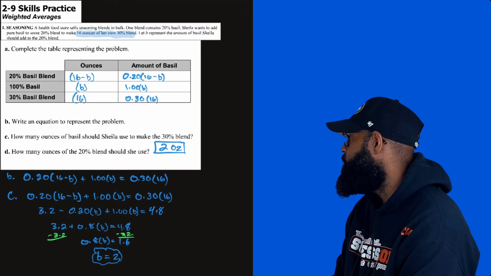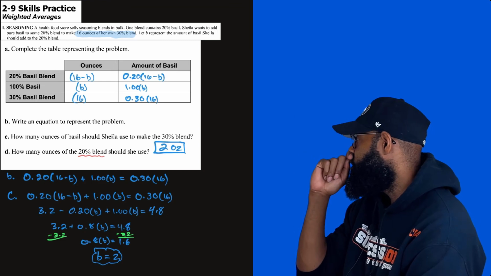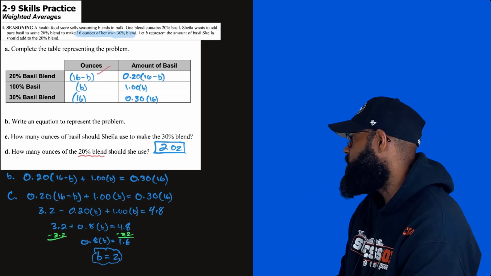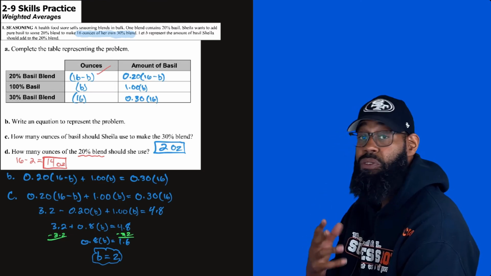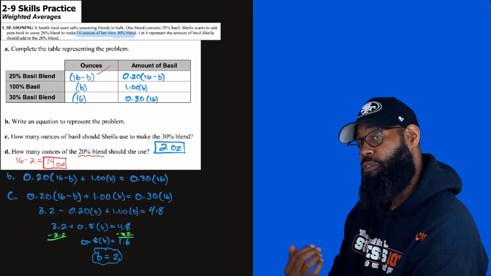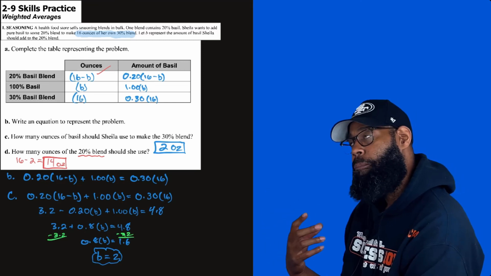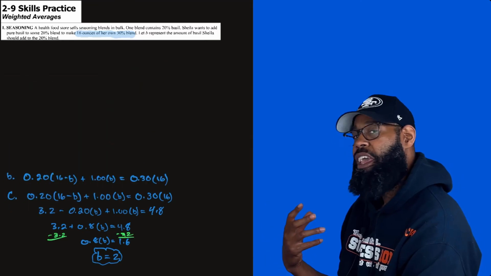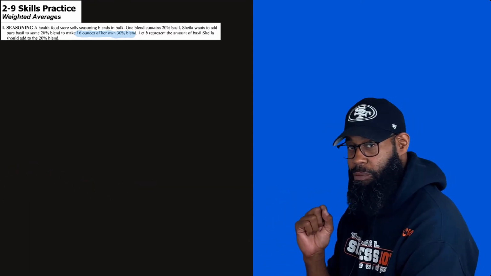How many ounces of the 20% blend should she use? Oh, you mean the first in the column up there. 16 minus B. Okay, well, 16 minus B, well, B was 2. 16 minus 2 is 14. And there it is, guys. As I said before, 14 plus 2 is 16. So when I simplify it in my mind, hopefully when this table comes up, it helps it make sense, right? It makes sense to me. That's why I was able to set up that equation.